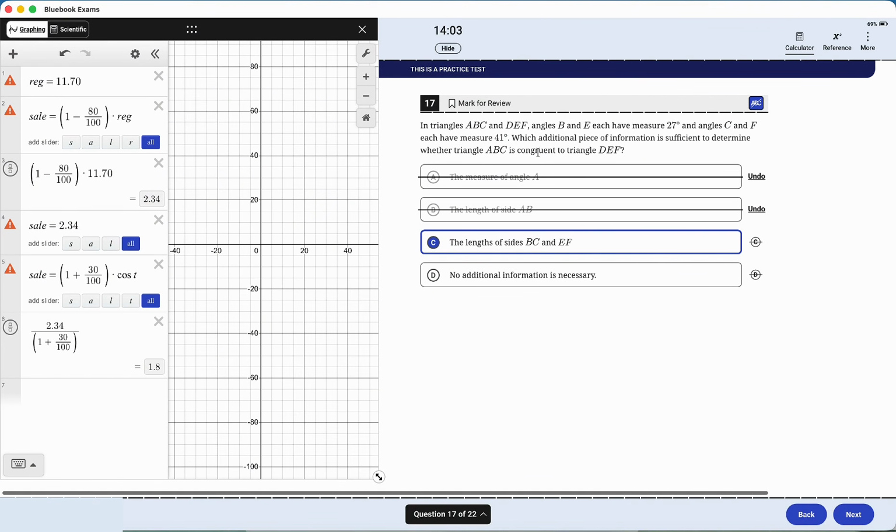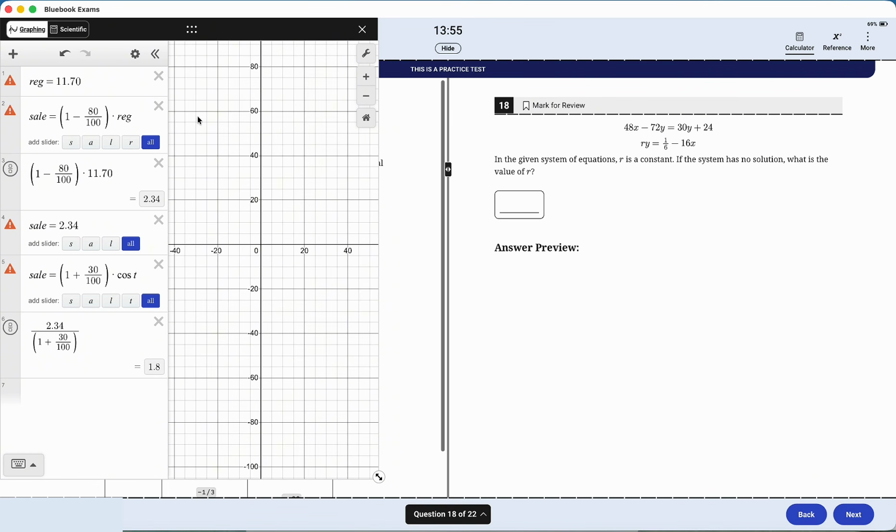Therefore, if this question was not congruent, if it was similarity, which you might see, then it would be answer choice D, right? But it's not in this case. But just a heads up.